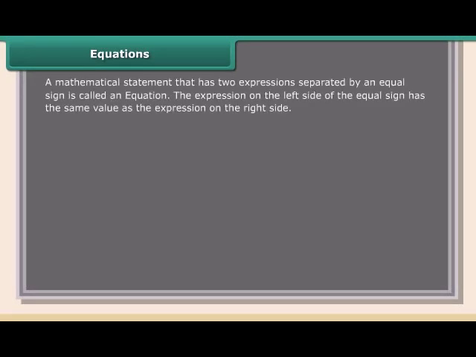Equations. A mathematical statement that has two expressions separated by an equal sign is called an equation. The expression on the left side of the equal sign has the same value as the expression on the right side. A few examples of equations.